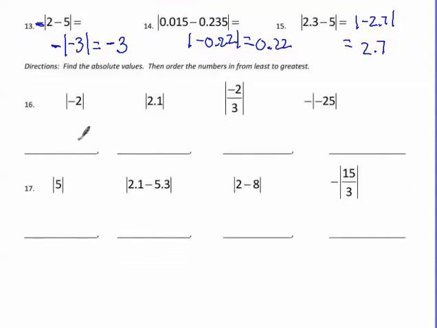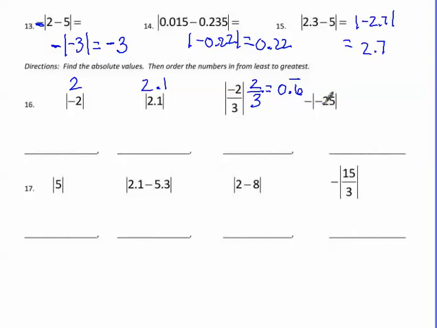Let's find the absolute values, then order the numbers from least to greatest. Remember, when you go to write your answers, put it back in the original format. Absolute value of -2 is 2. Absolute value of 2.1 is 2.1. Absolute value of -2/3 is 2/3. Remember, 2/3 is also 0.6 repeating.